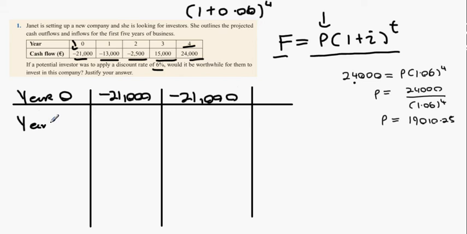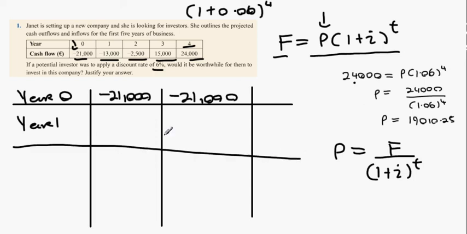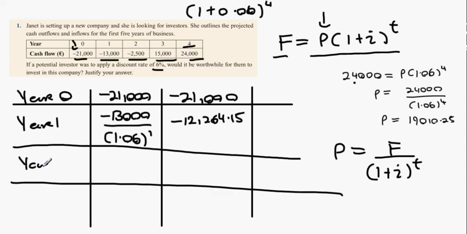Now year 1, we're going to reuse this formula to find the present value, P equals F over (1 plus I) to the power T. For year 1, T is going to equal 1. So it's going to be F, which is minus 13,000, your final value, divided by 1.06. That's your 1 plus I, and T equals 1. This gets you minus 12,264.15. Year 2 is going to be minus 2,500 divided by 1.06 to the power 2, because in 2 years' time it's going to be worth 2,500. So T equals 2, F is 2,500, divided by 1.06 squared, and you get minus 2,224.99.